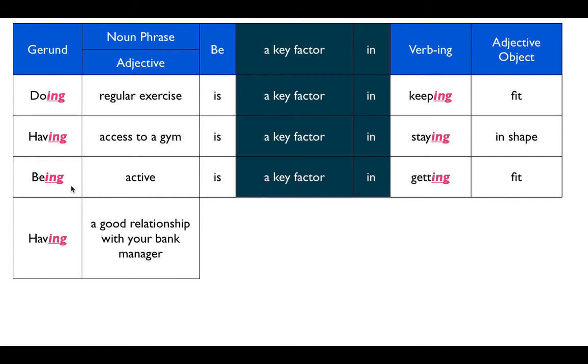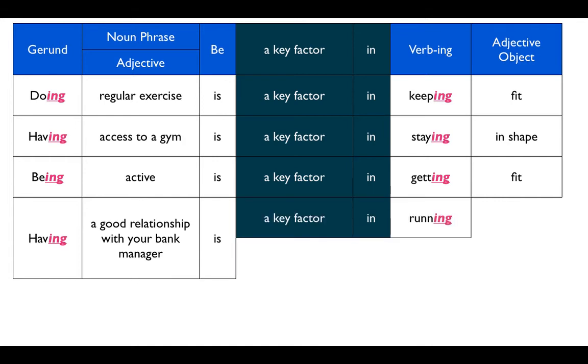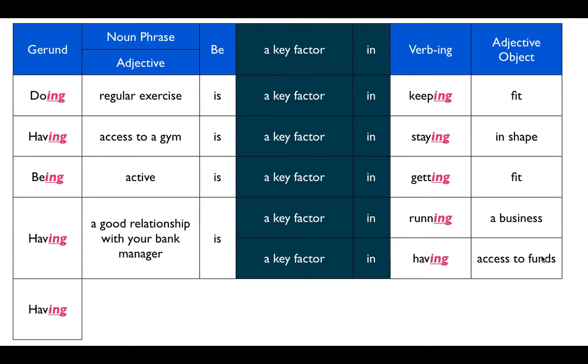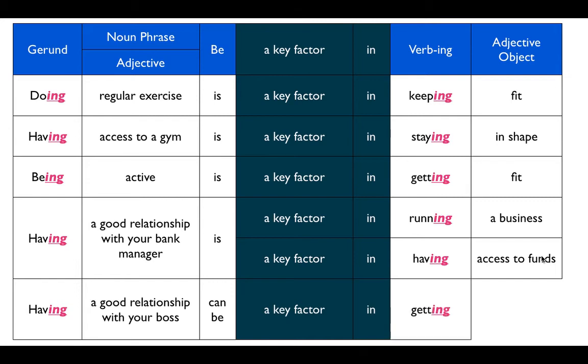Okay, having a good relationship with your bank manager is a key factor in running a business, or having a good relationship with your bank manager is a key factor in having access to funds, formal version of money. And having a good relationship with your boss can be a key factor in getting a promotion. And we're going to look later at a thing called hedging, and that's a nice introduction to it, but we'll be looking at that in more detail.